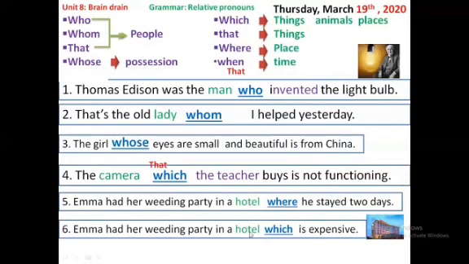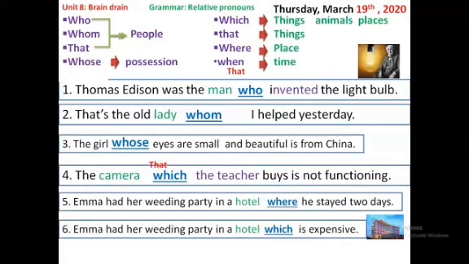Hotel is a place, but here we say "where", it refers to a place and is followed by a subject. And "which" is a subject itself, so it needs to be followed by a verb. So "which" refers to a place and is followed by a verb.